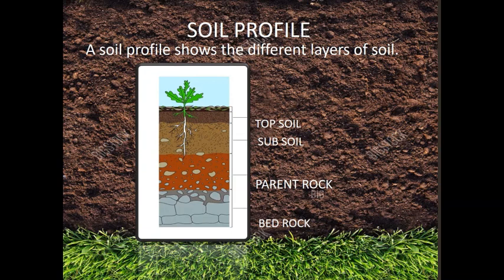Children, here we will know about the different layers present in the soil. What does the word profile mean? Profile means an outline or the description of the different layers of the soil. So by watching the picture, we can observe 4 layers. Have you seen them? Topsoil, subsoil, parent rock and bedrock.